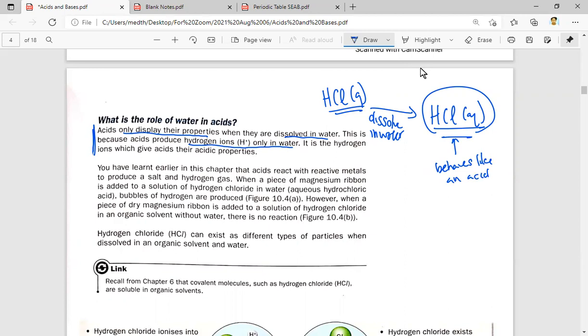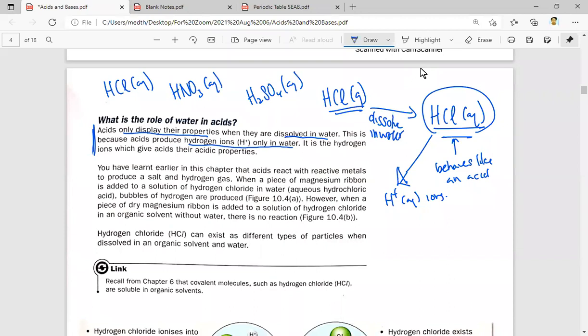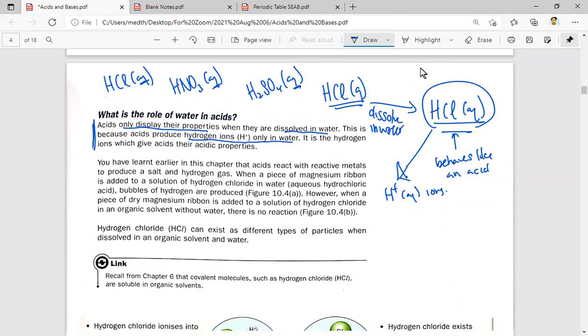Why is it so? It's really because when you dissolve it in water, you get the H+ aqueous ions. So water is really required in order for your acid to work. That's why it's always HCl aqueous, HNO3 aqueous, H2SO4 aqueous. These three are your common acids, and it's always aq, which means that they are dissolved in water. So just take note of that.